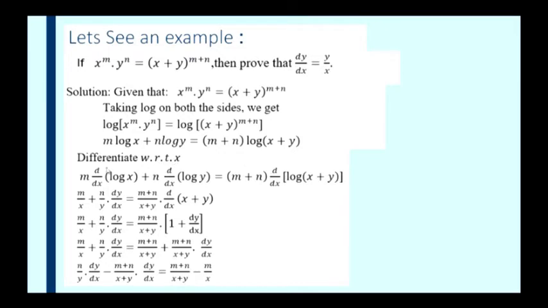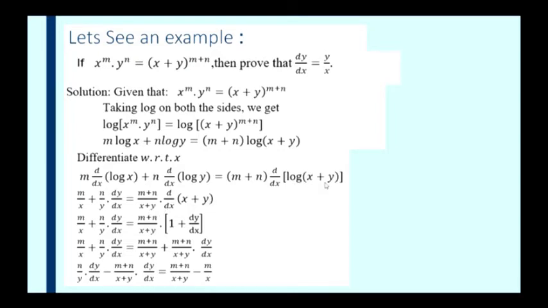So m is constant, I can take it out. So m d/dx of log x plus n d/dx of log y equal to m plus n d/dx of log of x plus y. Is this clear? So derivative of log x will be 1 by x, so I have written m by x. In the same way, derivative of log y with respect to x, I can write as n upon y into dy by dx. In the same way, I can write m plus n as it is, and log of x plus y as 1 upon x plus y, and again the derivative of x plus y.